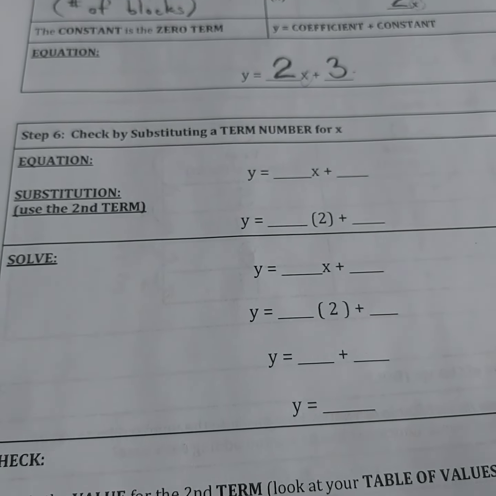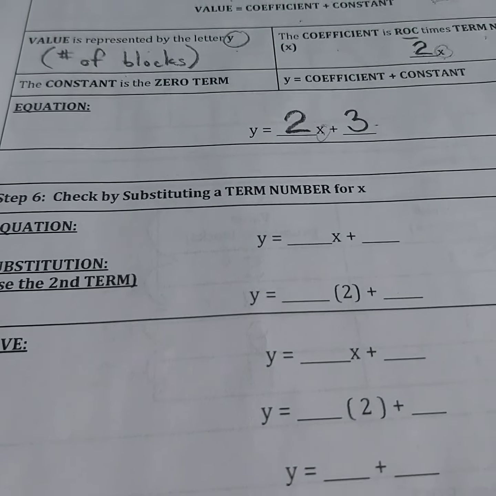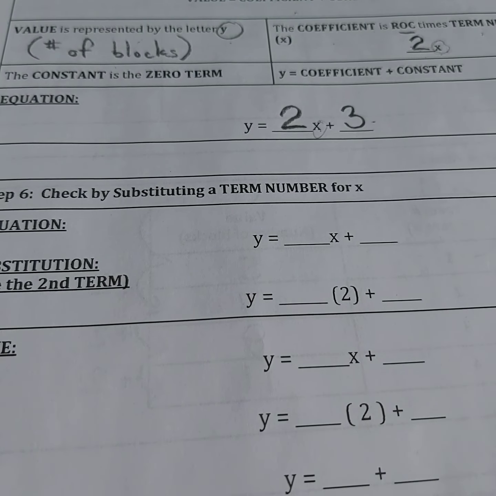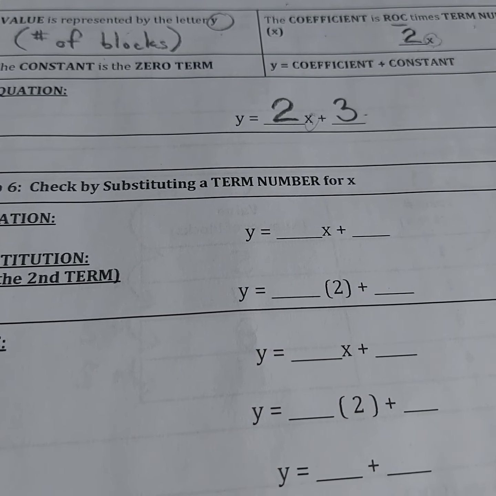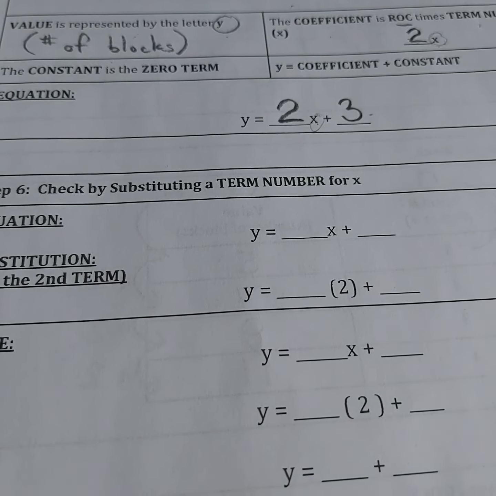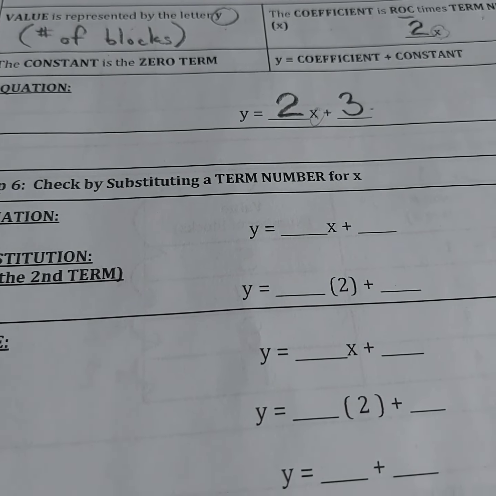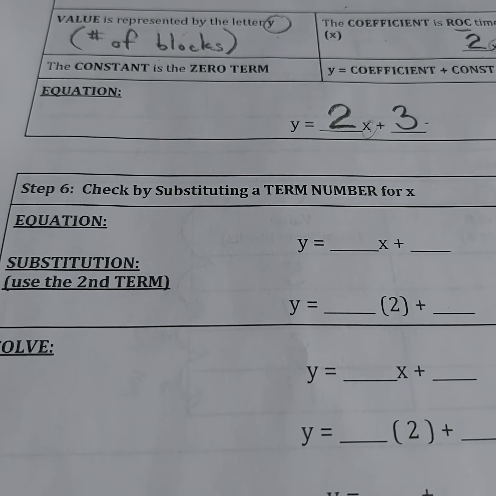All right, so we've gone through several steps now, 5 steps in fact, to come up with an equation that represents the growth pattern of that diagram. Now we need to check and make sure that our equation works. So far, all the logic tells us it should, but we have to prove that somehow.